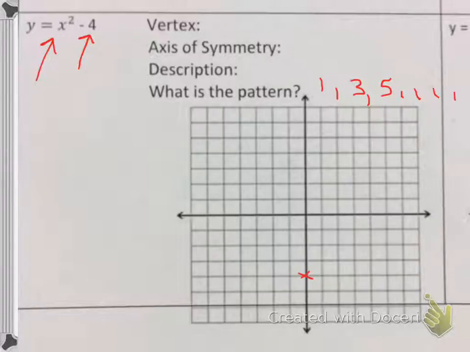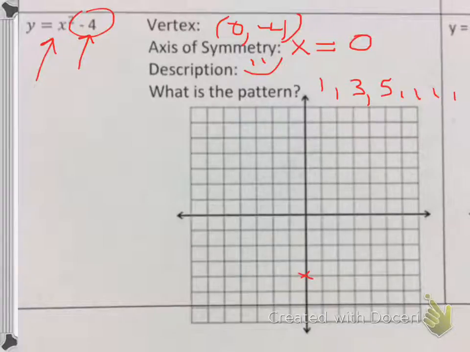Now just from going down 4, I know what my vertex point is. My vertex point is 0, negative 4. And then from there, I can find my axis of symmetry. It's always the x value in my vertex point, so x equals 0. The description, well, this is positive out front, so I know this is going to be a smiley face.